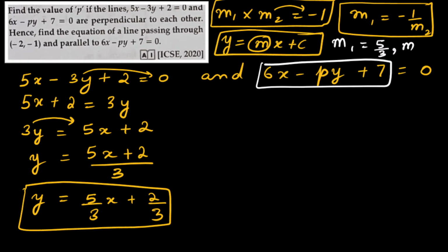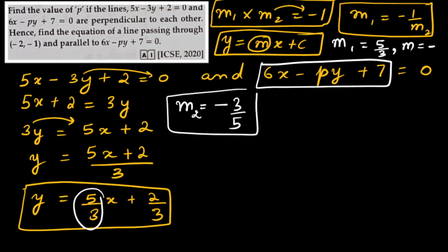What is the slope of this line? Yes, so Jayashree has given the answer minus 3 by 5. So what we have to do, if this is positive, the other line's slope will be negative, and the reciprocal of this. Reciprocal of 5 by 3 is 3 by 5. So basically M2, we are getting as minus 3 by 5.